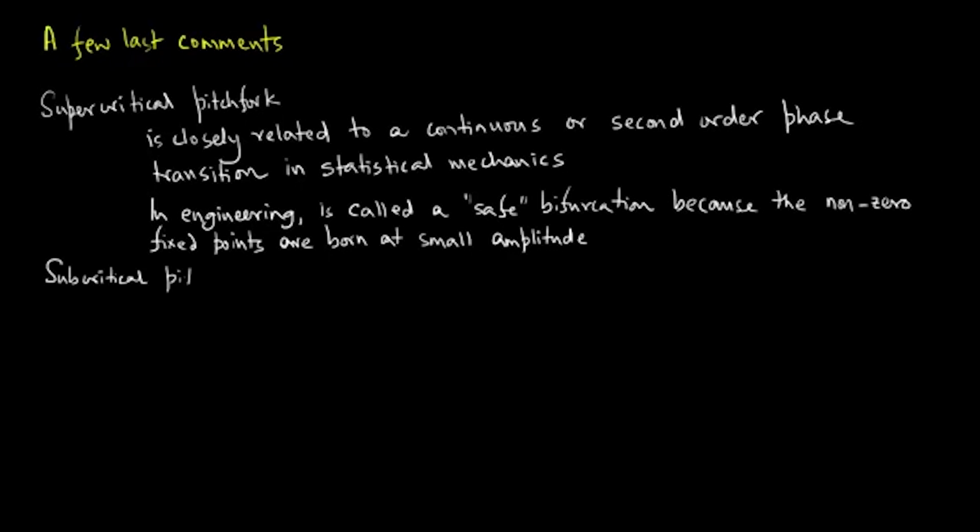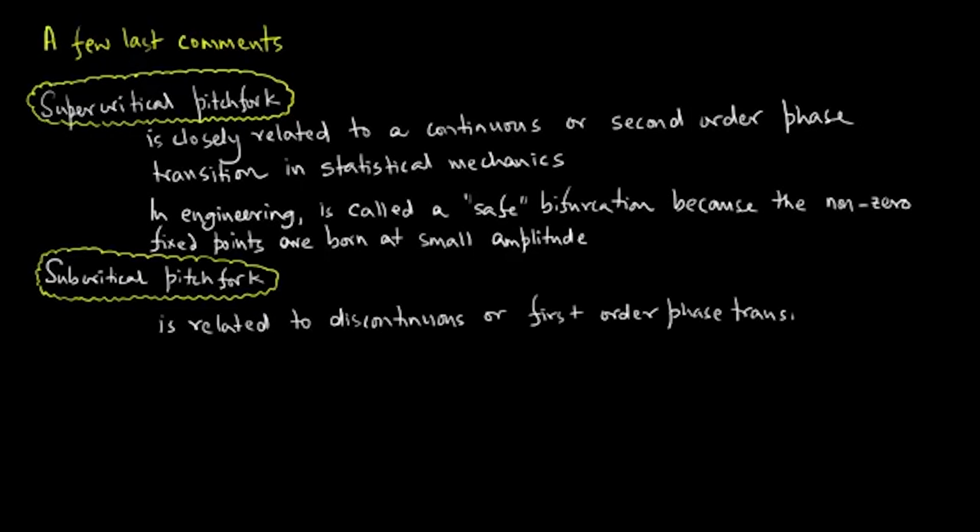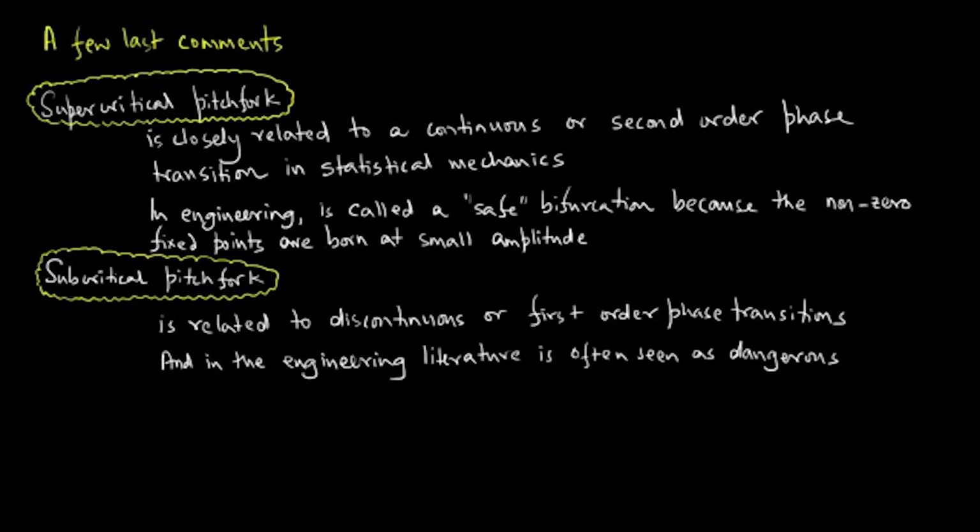Now let's make some comments about the subcritical pitchfork. Because these are the two types, a subcritical and a supercritical, let's just go ahead and highlight them. A subcritical is related to discontinuous or first order phase transitions, and in the engineering literature is often seen as dangerous because of the jump from 0 to large amplitude.